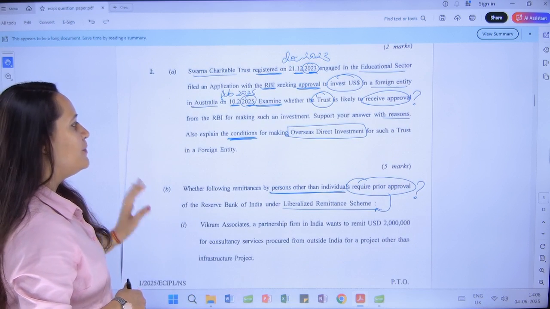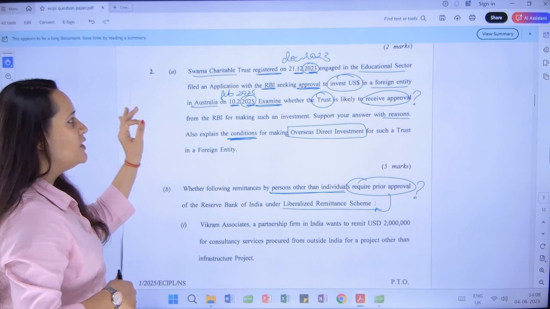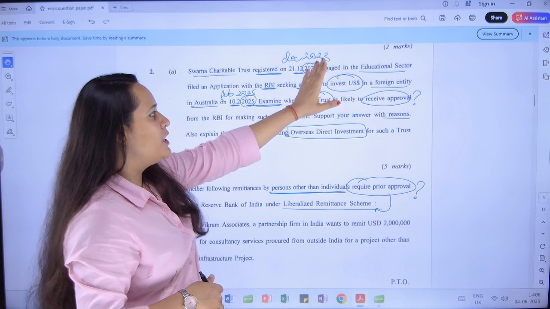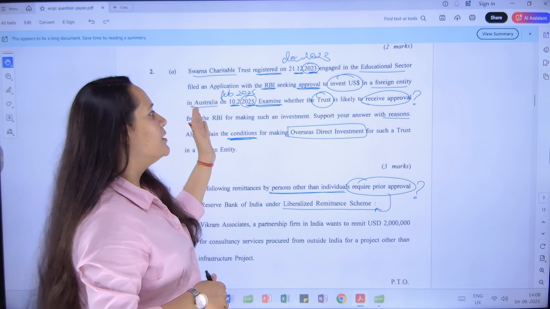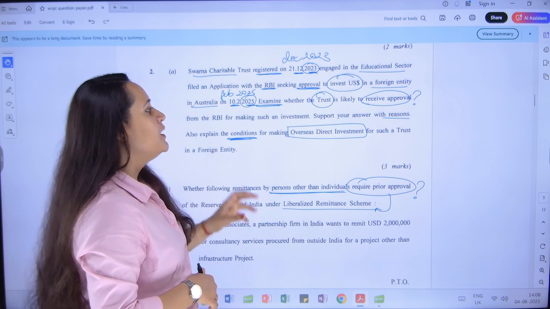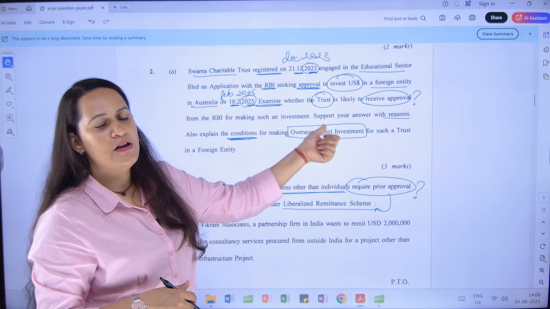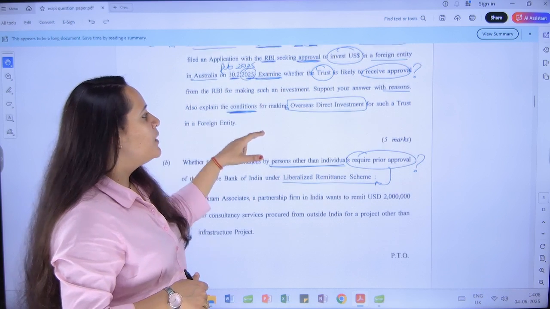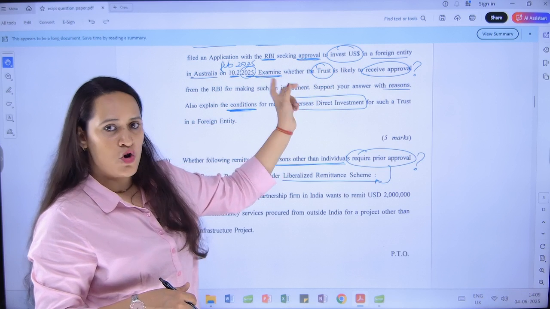Next, the second question is based on overseas direct investment, where firstly, they have given a situation that there is a trust, an educational trust, which was registered in December 2023. In February 2025, they have made an application to RBI asking approval for investing in US dollars in a foreign entity. So they want to see whether this particular trust is eligible for making the investment in the foreign entity or not. Duration plays a significant role. They want you to give reasons for your answer, whether this investment is permissible or not permissible.